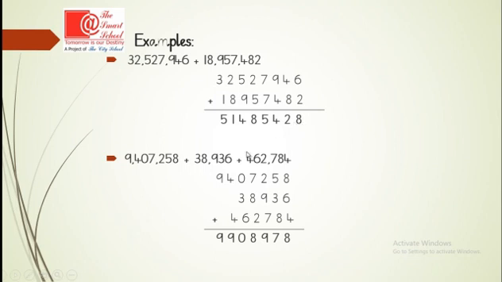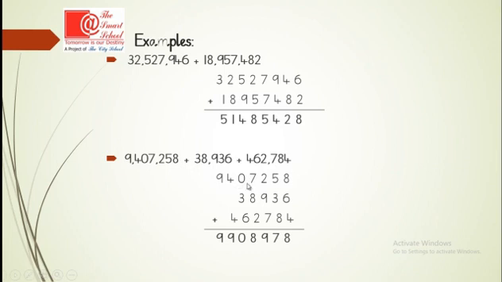Okay, now here we are adding three numbers. The first number given is 9,407,258 with 38,936 and 462,784. Now again you can add up easily, but I just want to revise how to arrange these.